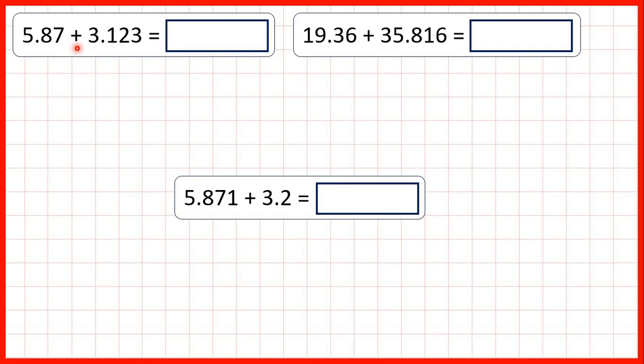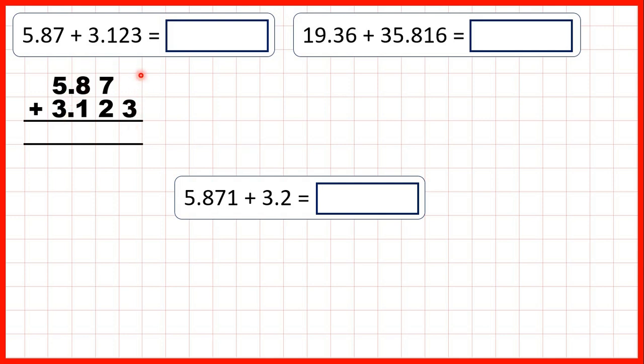Now we need to add numbers with a different number of decimal places. So first we have 5.87 plus 3.123. We can use column addition for this, but it's really important that we remember that the decimal points need to be lined up, so we don't line up the digits on the right hand side like we do when we're adding whole numbers. When we're adding decimals, we need to make sure that it's the decimal points that are lined up. That way our ones, tenths, hundredths and thousandths digits will be lined up as well.